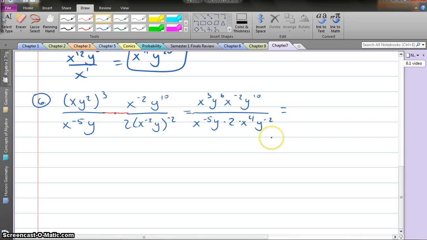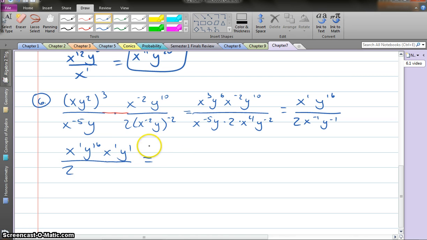Now let's combine everything on top and everything on bottom and see where we're at. X to the 3rd and x to the negative 2nd is just x to the 1st. 6 and 10 give me 16. Over here, I'm going to put my number out in front. Negative 5 and 4 is negative 1. Y and negative 2 is negative 1. So my negatives are going to get bumped up. So the top's good, 2's good, x goes up, y goes up, and becomes positive. Combining your like terms, 1, 2 x's, 16 y's, 1 more y is 17 y's, all over 2. So we're just applying all that noise until we get a simplified answer.